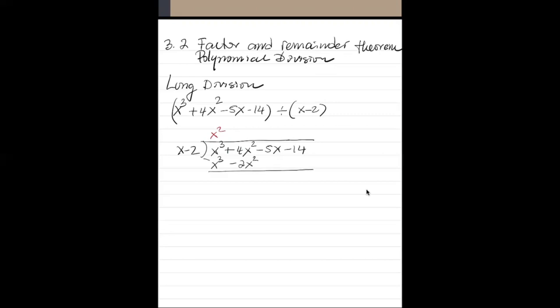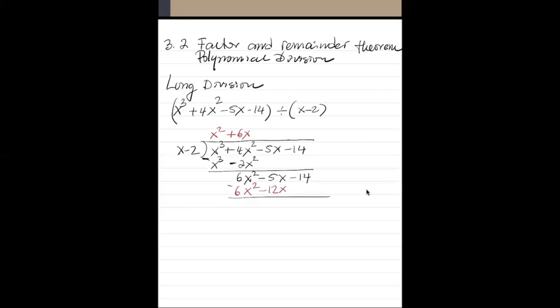X squared times negative 2, negative 2x squared. We subtract. The first one cancels. So pay attention, you're subtracting a negative number, so it becomes positive. So this is 6x squared, and we copy the other terms. And now we are asking ourselves, what times x will give us 6x squared? That will be positive 6x. So 6x times x, we multiply back. 6x squared minus 12x. And subtract.